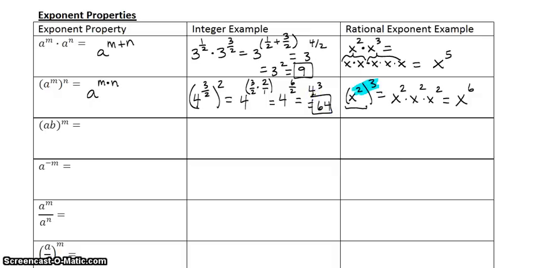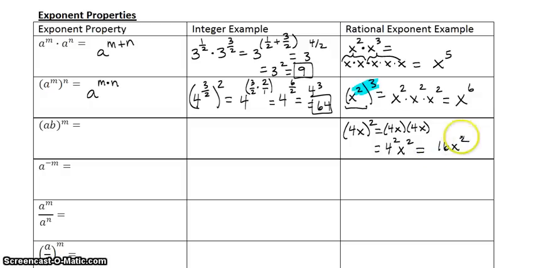All right, look at our next property. Okay, I'll demo that one first again. So let's suppose that I had 4x squared. Again, an exponent means how many times I want to multiply together the base. So this really means 4x times 4x. But 4 times 4 is 4 squared. X times x is x squared. Or I could have just said 16x squared.